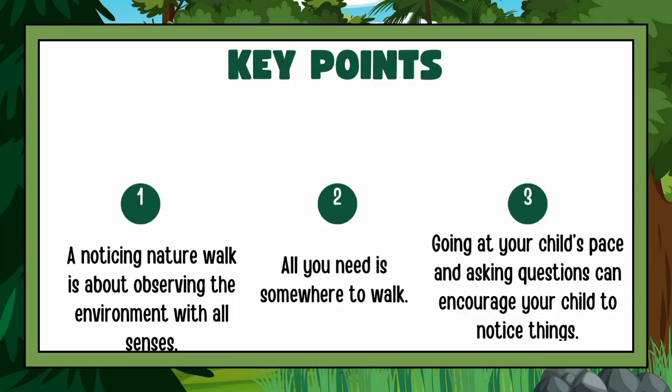So the key points here: the first one, a noticing nature walk is about observing the environment with all senses. The second point, all you need is somewhere to walk. The third key point, going at your child's pace and asking questions can encourage your child to notice things.